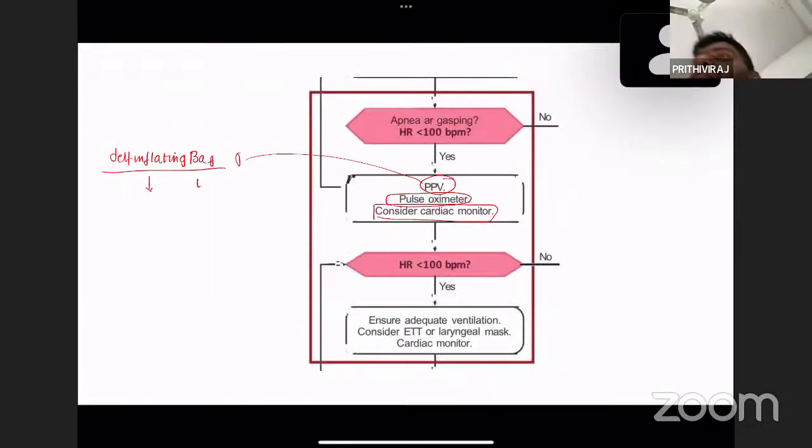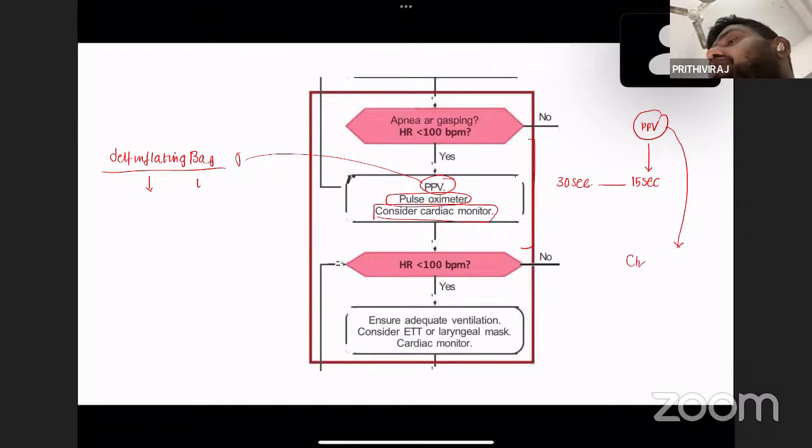So do a PPV for 30 seconds. This should be carried for 30 seconds, after the initial steps for 30 seconds. After that, we do positive pressure ventilation for 30 seconds. In the first 15 seconds, you have to see whether the positive pressure ventilation is working or not. In what way will you see whether it is working? It's by your chest rise.